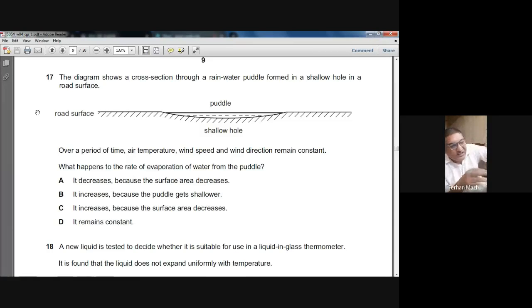Because he says temperature remains the same. He says wind condition remains the same. He says all other factors are the same. But one thing is changing. As the water is evaporating, the level of the water in that hole will go down. If you look at the shape of that hole, when the level of the water goes down, the surface area of that water will gradually decrease. So that's why the rate of evaporation should also decrease. Okay?